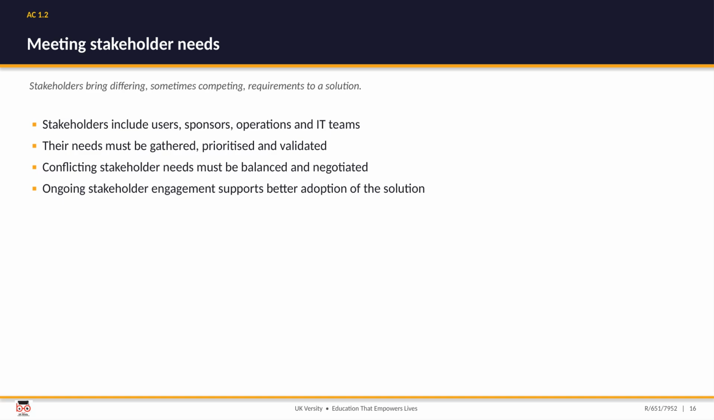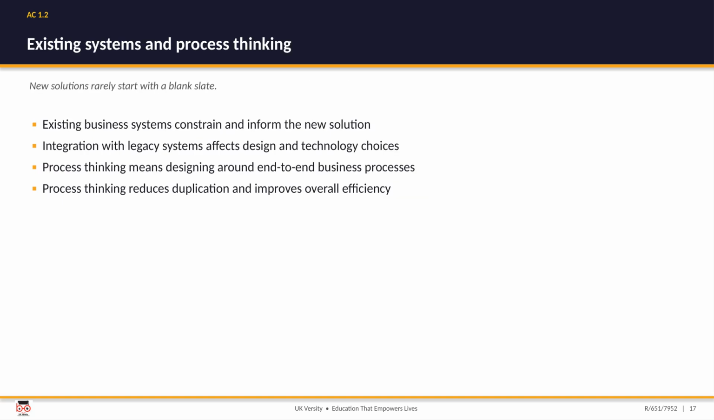Keeping stakeholders engaged throughout, rather than just at the start, is one of the surest ways to get the finished solution actually adopted. New solutions almost never start on a blank sheet. There are usually existing business systems that both constrain and inform what you build, and integrating with legacy systems will shape your design and technology choices, whether you like it or not. This is where process thinking helps. Instead of automating isolated tasks, you design around the end-to-end business process. Done well, that reduces duplication and lifts the efficiency of the whole flow, not just one corner of it.